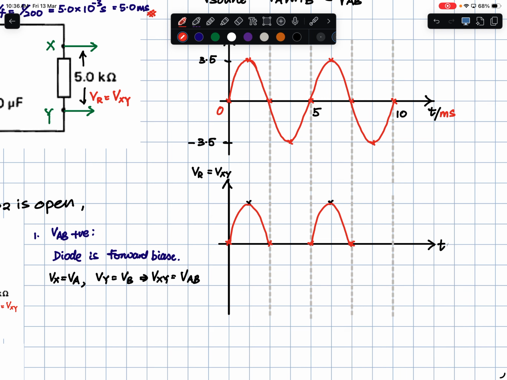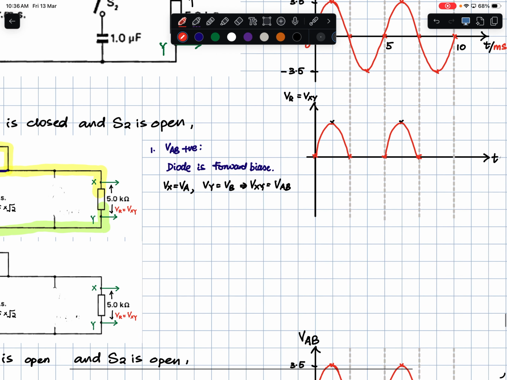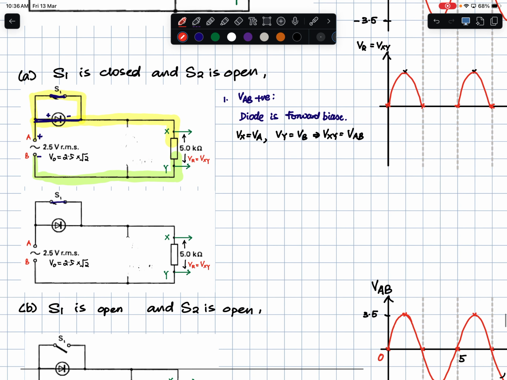Keeps repeating. Alright? And please make sure you draw and don't just anyhow sketch, because examiners do expect you to own a ruler and use a ruler. Alright? So that gives me the first half of the cycle. What about second half of the cycle? So I'm done with the first half of the cycle.